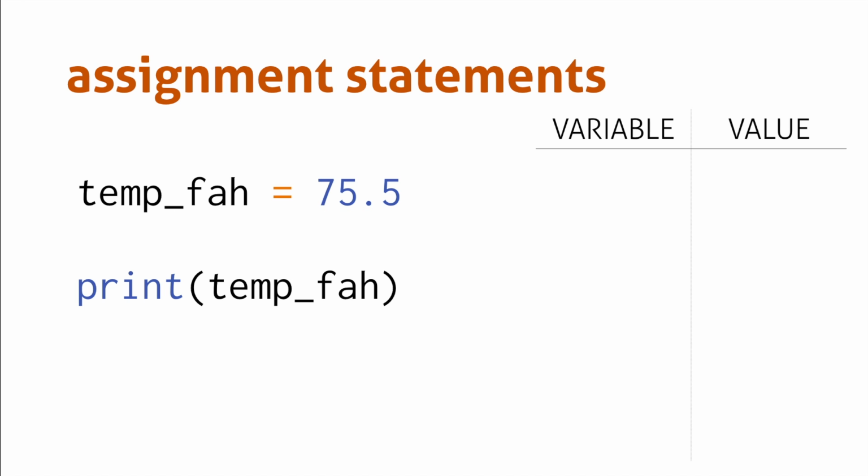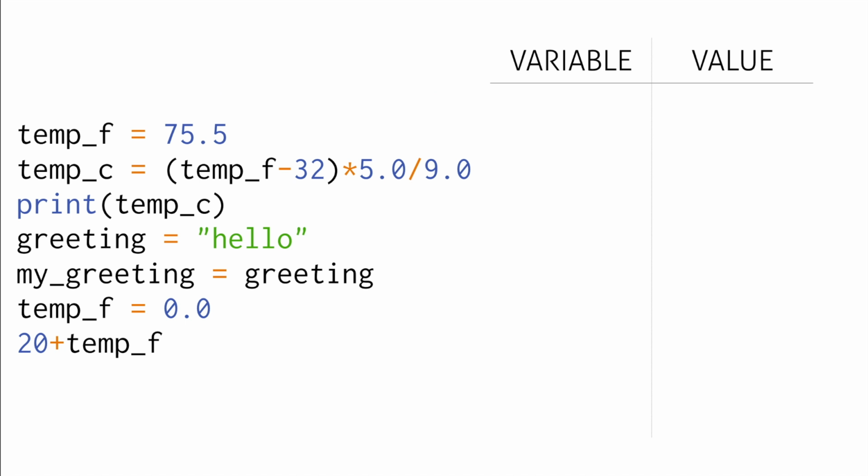To help us keep track of what variable keeps track of what, it can be helpful to draw out a variables-values diagram. So here's a piece of example code. And the first thing that we do in this code is that we set temp_f to 75.5. So in my variables-values diagram, I'm going to write temp_f, and I'll say that it points to the value 75.5.